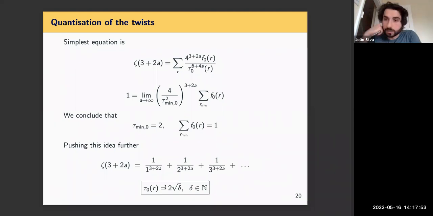Okay, so I cannot tell if this is super clear or not. Okay, good.